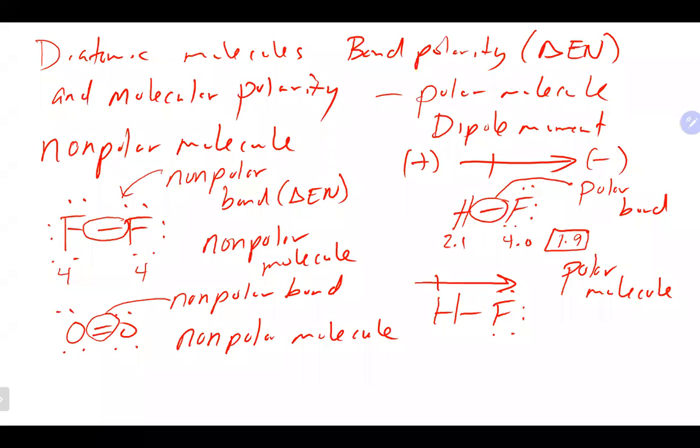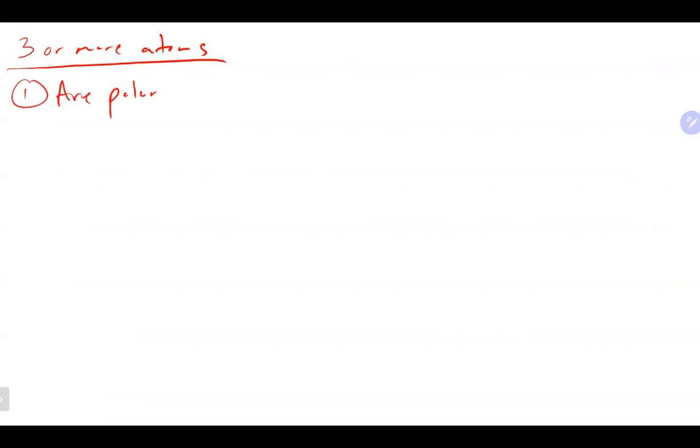Now, if everything worked that way, that'd be great, but it doesn't. So when we get to 3 or more atoms, we have to look at 2 things. We have to look at, are there polar bonds? And we have to look at the molecular geometry, or the shape.